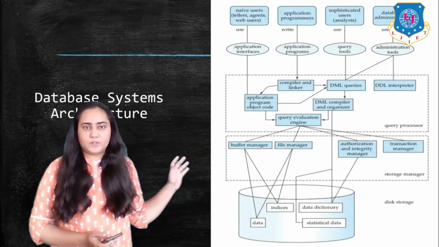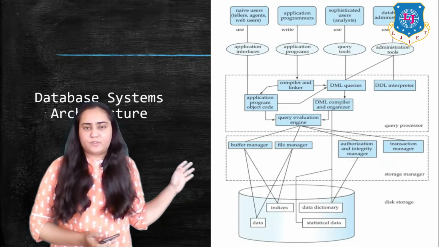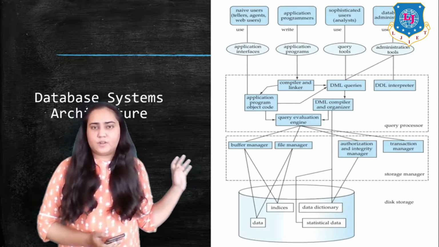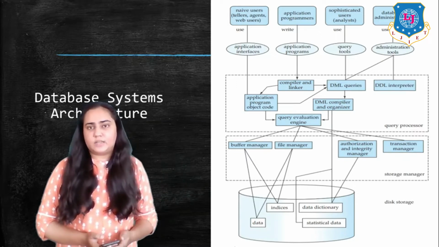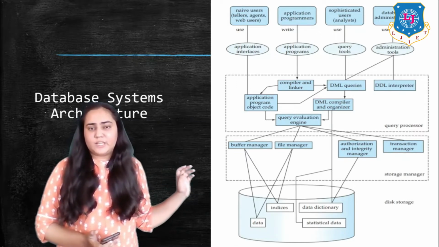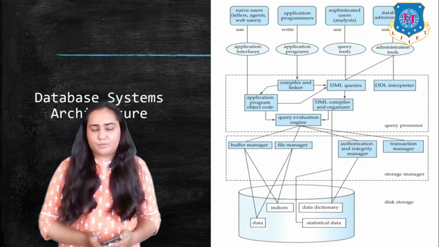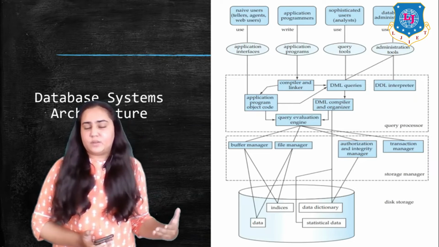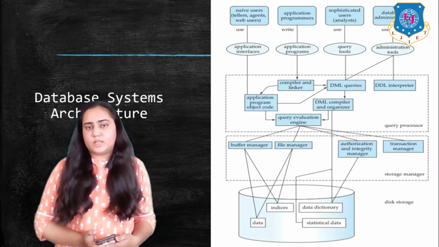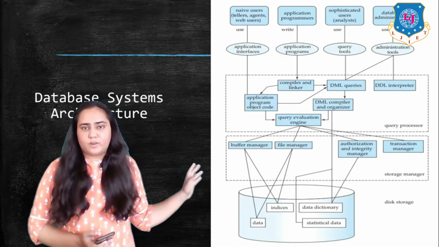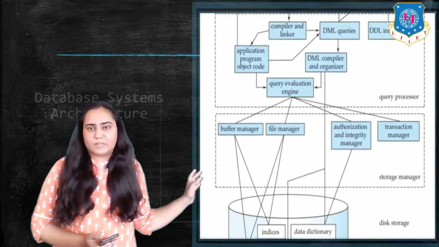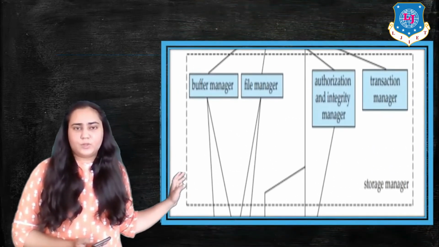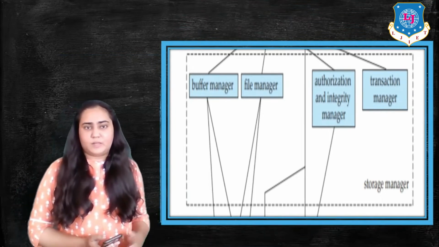This diagram that you see is the diagram of a database system architecture, and a very important one if you want to understand how DBMS actually works. This diagram explains all the components that are present in a database management system. If you know this very well, then you'll be able to understand DBMSs a lot better. So we're going to zoom in on one of the components, which is the storage manager, and talk more about it.